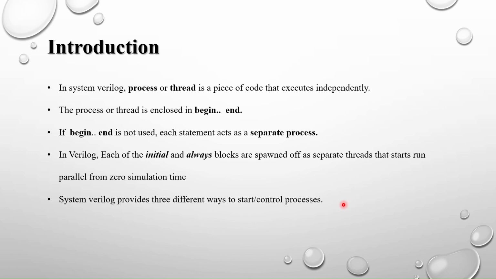System Verilog provides three different ways to start or control a process. A fork join block also creates different threads which will run in parallel. The fork join block is one main block. It has another two styles, fork join none and fork join any. We will see one by one what is the fork join, and what is the difference between fork join none and join any.